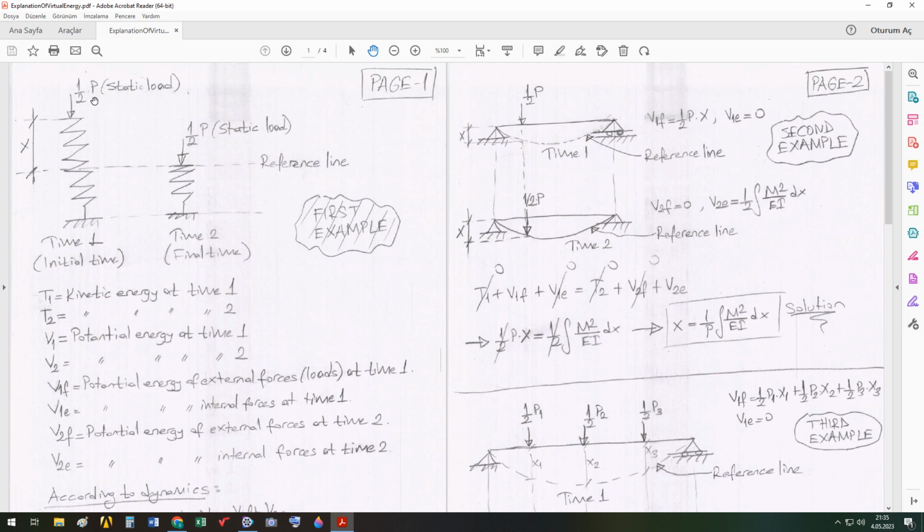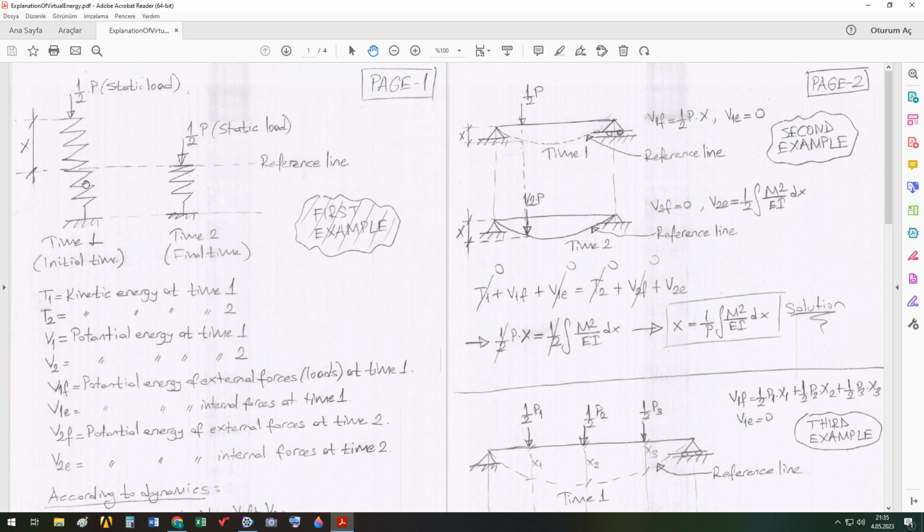So at point 1, our average load is P over 2, and its distance to our reference line, aligned with the force's line, is x. So load times x, like mg is the load, times h, mgh. One over 2 P times x is V1F, the potential energy of external forces at time 1, according to the selected reference line. We select the reference line. We decide from which point our reference line passes.